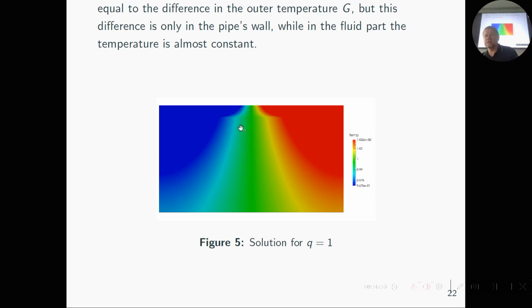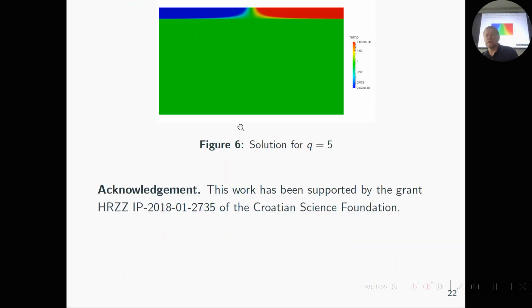And the last case is the case when Q is equal to 5. It means that the pipe is completely isolating the rest of the fluid from the process, and there is no heat exchange going on, as predicted by the model.